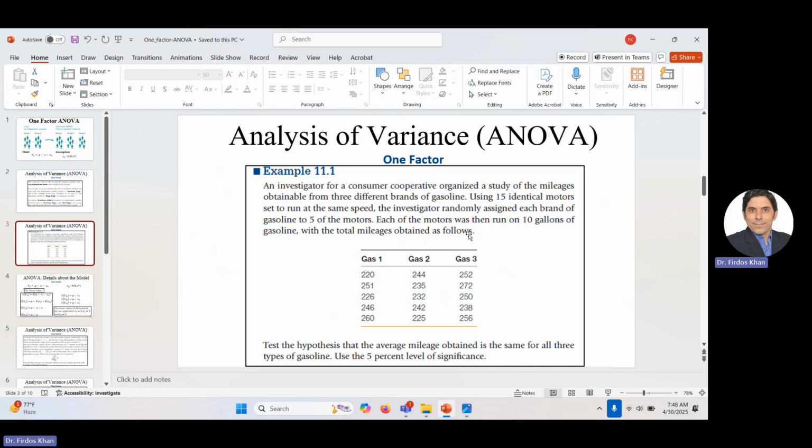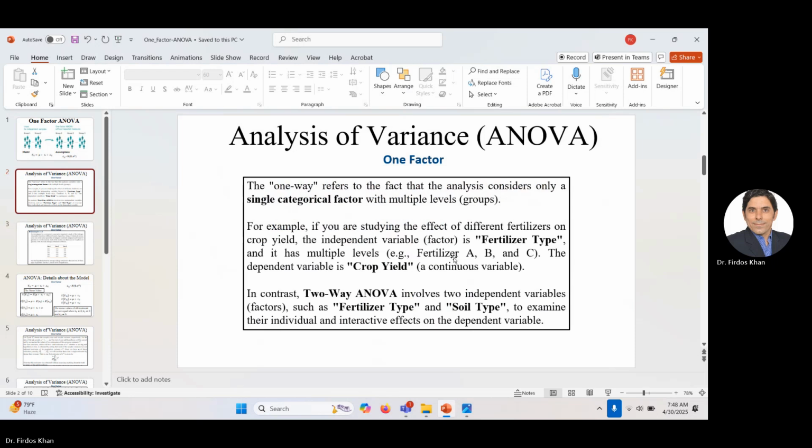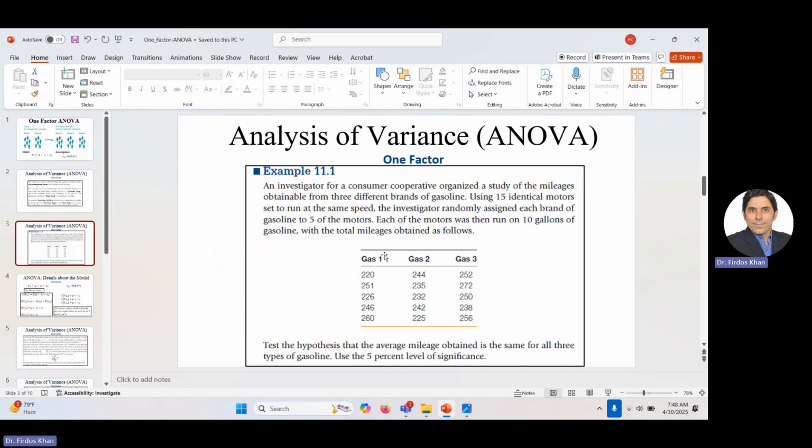Now understand the question. This is important. You need to understand the problem, then you can solve. This is my opinion: if you don't understand, it is impossible to solve. Look at this: gasoline level 1, gasoline level 2, and gasoline level 3. So what we said in one factor, on the previous slide, is that we have a categorical factor with multiple levels. The same thing, we have this gasoline with different levels, gasoline 1, 2, and 3. So this is the perfect example for explaining one way or one factor ANOVA.